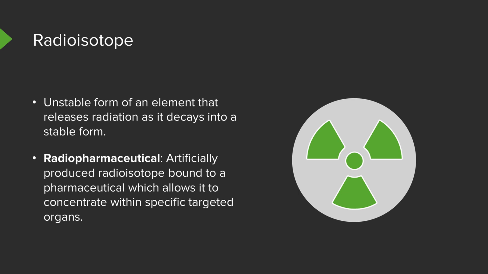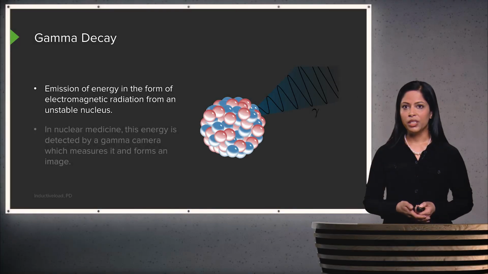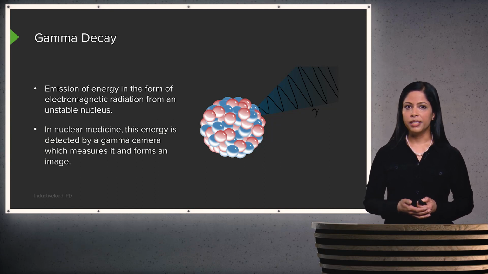Gamma decay is what is used in nuclear medicine. That's the emission of energy in the form of electromagnetic radiation from an unstable nucleus. So in nuclear medicine, this energy is detected by a gamma camera, which then measures this energy and forms an image.